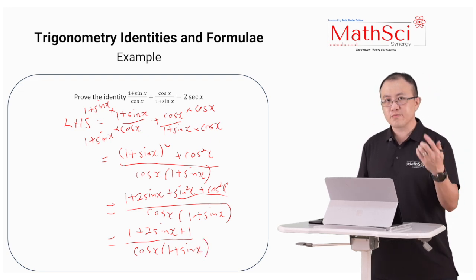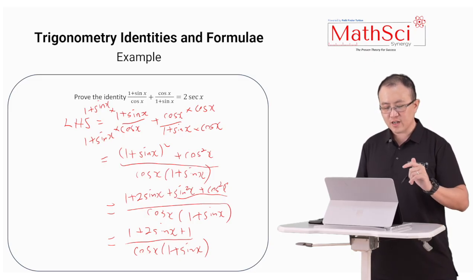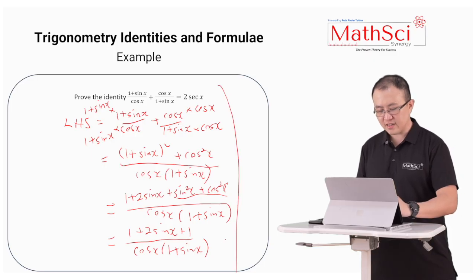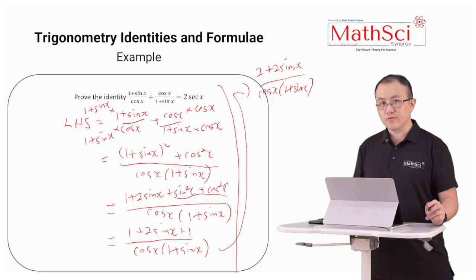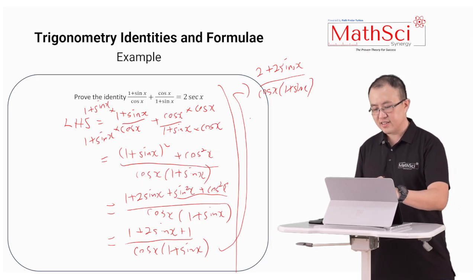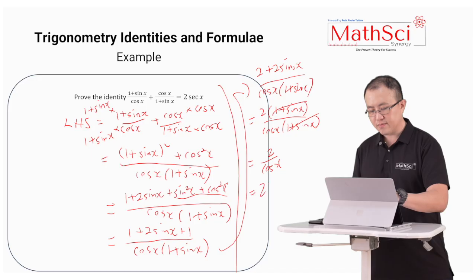Now if I add them together, 1 plus 1 is 2. So 2 plus 2 sine x over cos x (1 plus sine x). Then how to continue from here? Factorize. I'm going to take out the 2: 2 (1 plus sine x) over cos x (1 plus sine x). Then now I can remove the 1 plus sine x. I'll get 2 over cosine x, and then this will become 2 secant x, which is equal to the right-hand side.